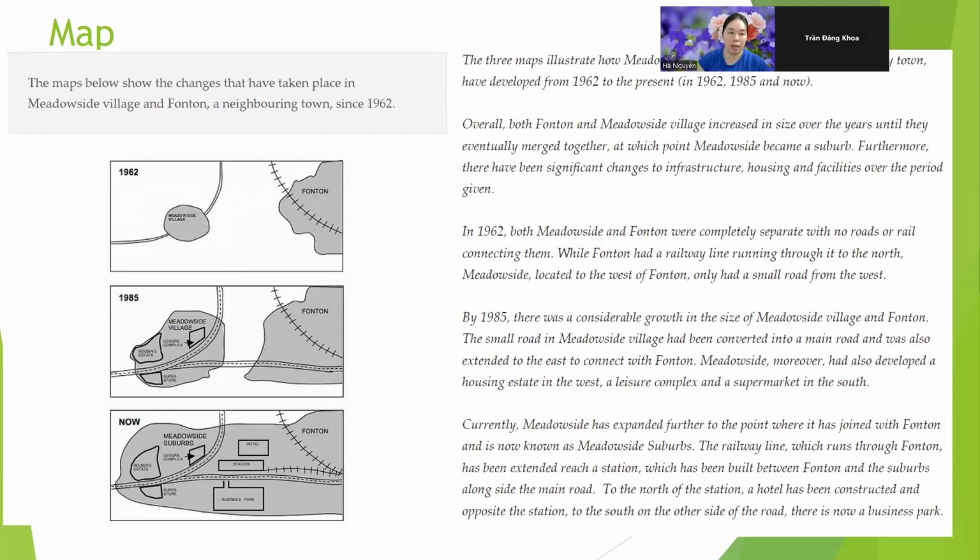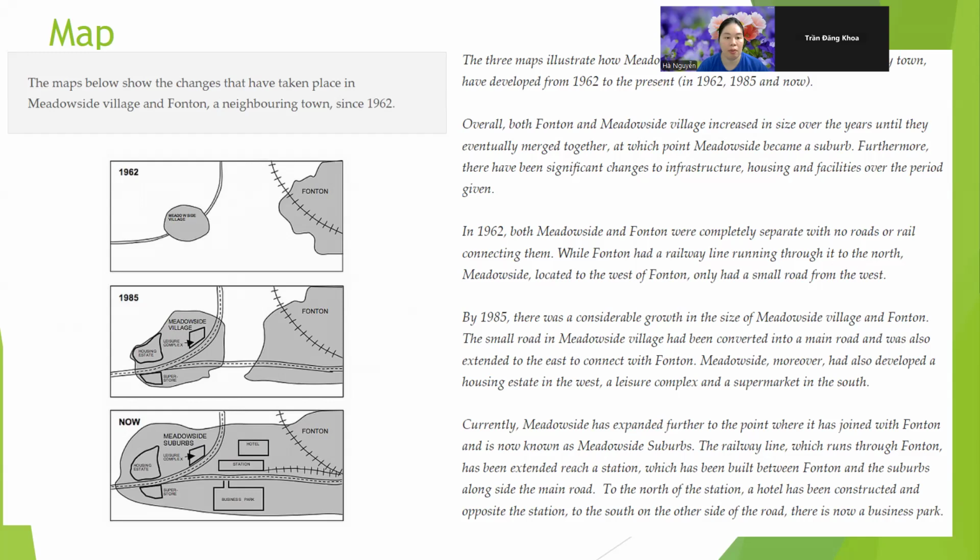The map below shows the changes that have taken place in Middleside Village and Fountain, a neighboring town, since 1962. Good job. And there are three maps. So since 1962, the first map, right? What are the time periods for the next two maps? 1985 and now. Okay. So can you tell me something about map 1? What do you see in the 1962 map?